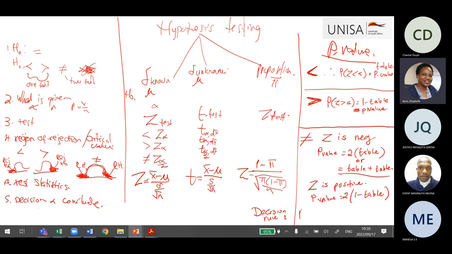The decision rule states if the p-value is less than alpha, we reject the null hypothesis. That's how you will make use of the hypothesis testing. So these are the things that you always need to remember and bear in mind when you deal with hypothesis testing.